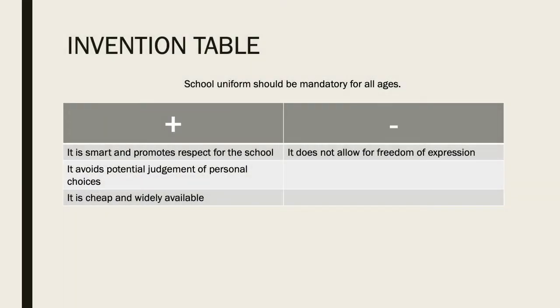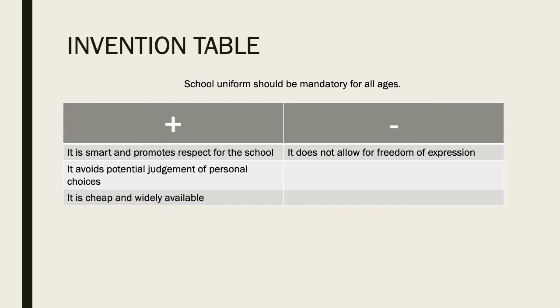Before we get into using ENDPRP, the most important thing that you need to do when writing your speech is draw out your invention table. Your invention table is where you itemize arguments for and against the motion. So you'll be given a statement usually, or a topic that you need to express your opinion on. For example, you can see here the statement is school uniform should be mandatory for all ages. So all students should have to wear school uniform.